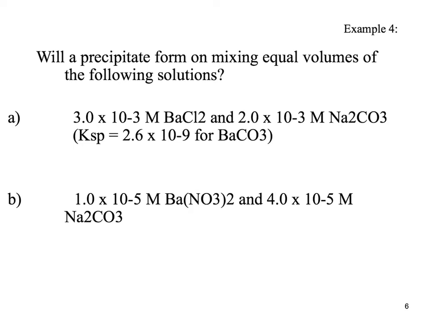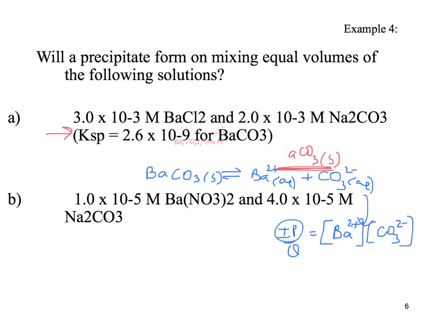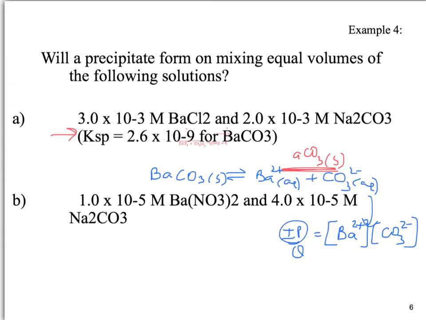The question is, will a precipitate form on mixing equal volumes of the following solutions? You have 3 times 10 to the power of minus 3 molar BaCl2, and 2 times 10 to the power of negative 3 molar sodium carbonate, and they have given you the KSP as 2.6 times 10 to the power of negative 9 for barium carbonate. So let's write down the reaction first. You have BaCl2 reacting with Na2CO3. Your products for the precipitation reaction are NaCl and BaCO3, which is the solid.